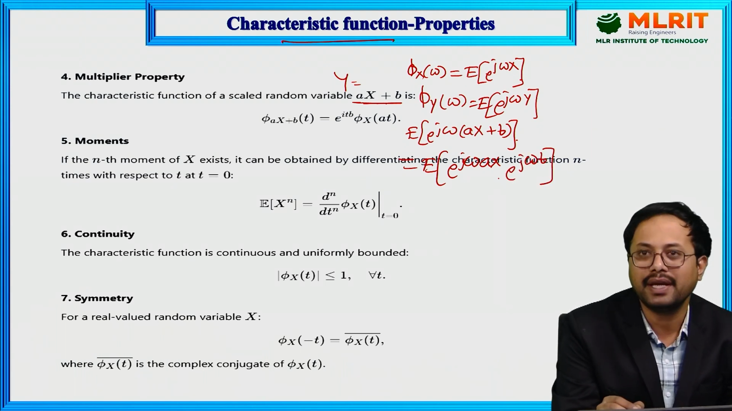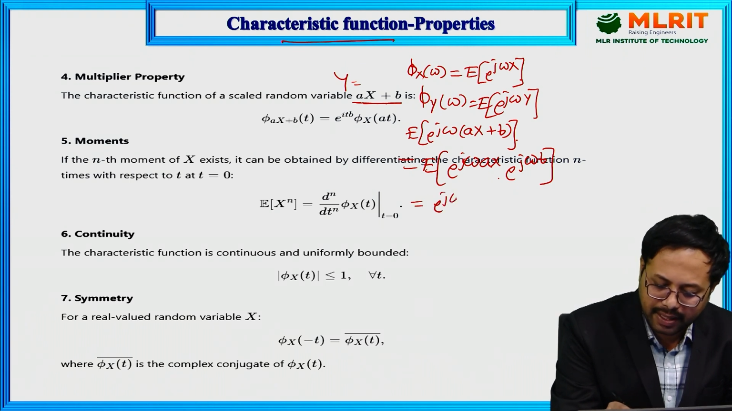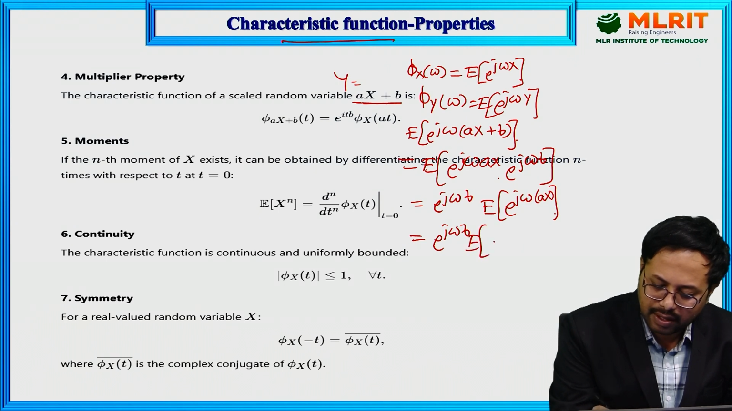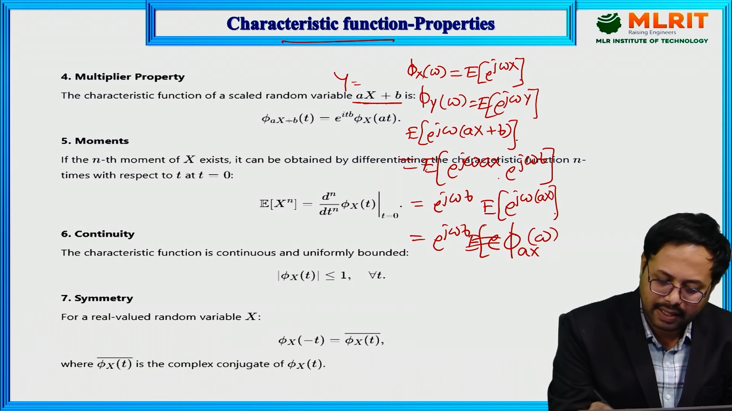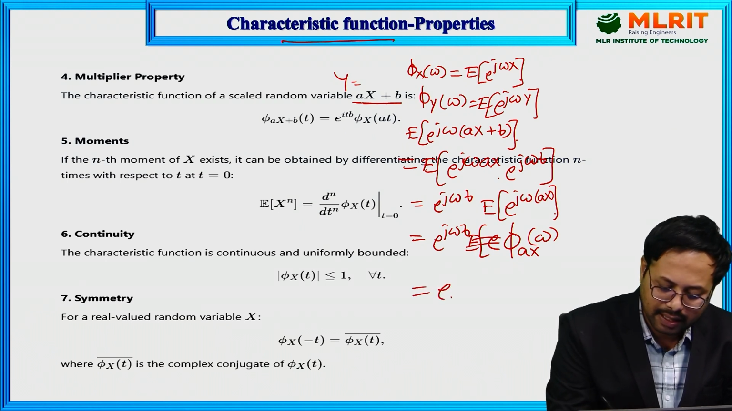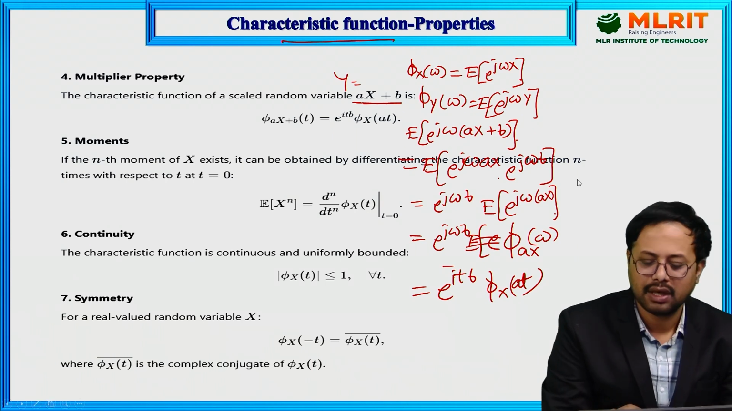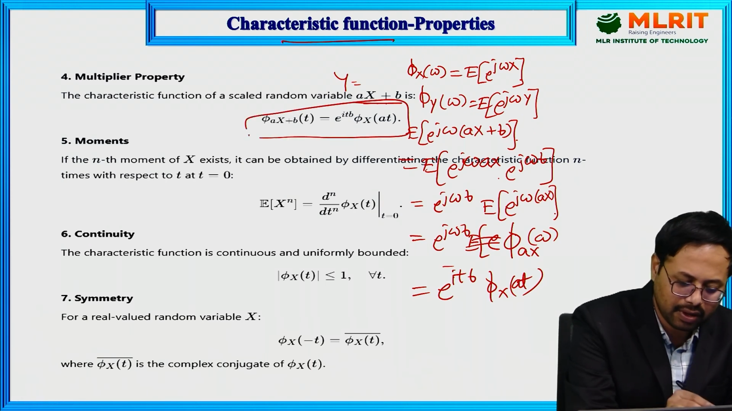E power j omega b is a constant, so take it outside. Here the expectation of e power j omega ax, you can further rearrange: e power j omega b times the expectation of e power j omega ax, which is phi x of a omega. Rearranging the terms in terms of a omega, you get e power j omega b phi x of a omega. Now this is one of the properties.